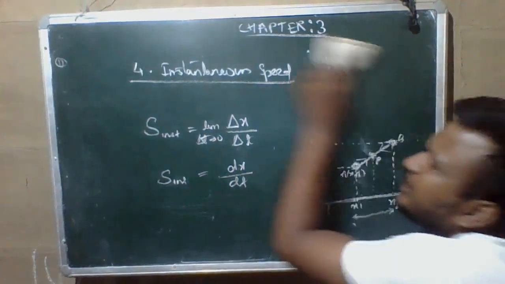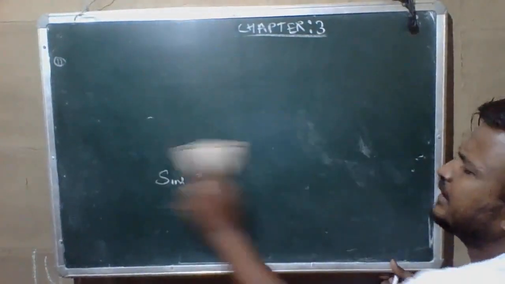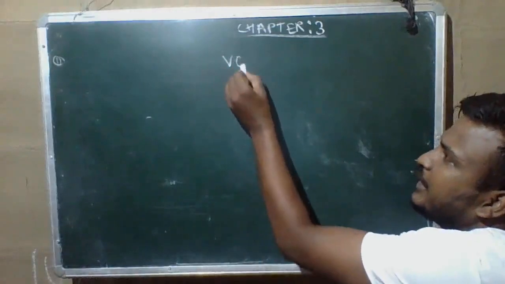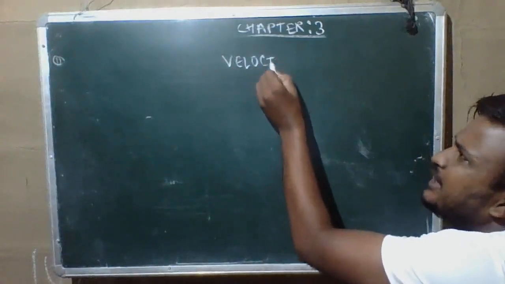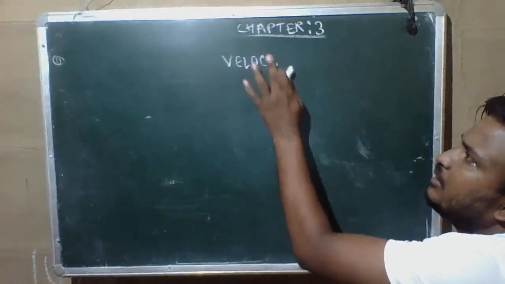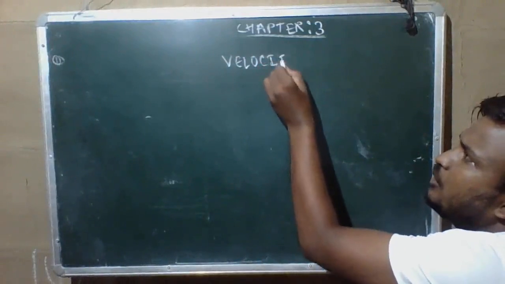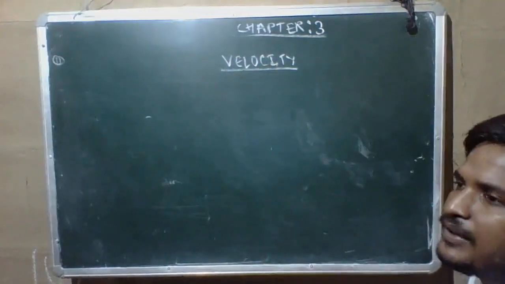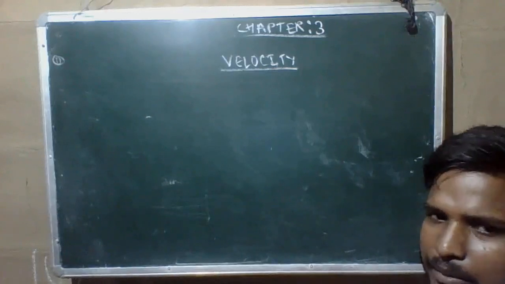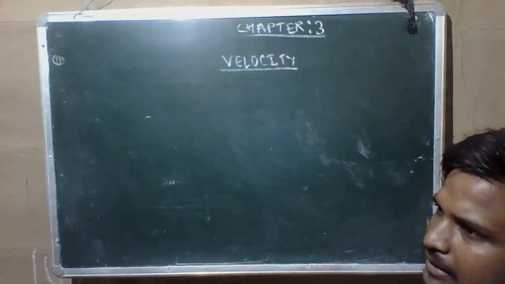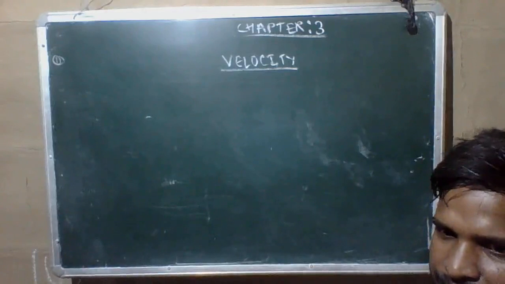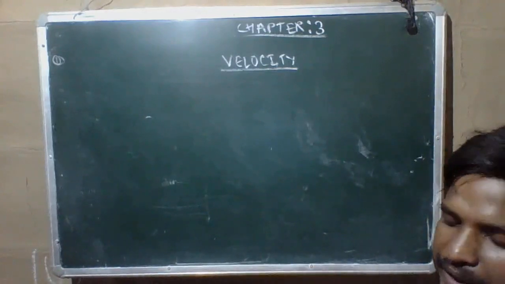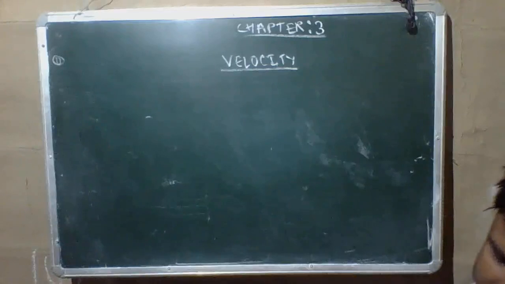Now similarly, what we are going to study? We are going to study about velocity. There is no major difference between the speed and the velocity. Only difference is that when we talk about the speed, the body may move in a straight line or may not move in a straight line. But when we talk about velocity, the body always moves on a straight line.